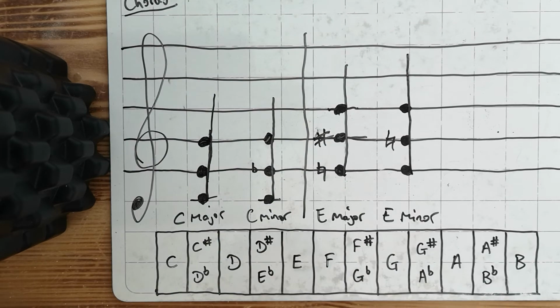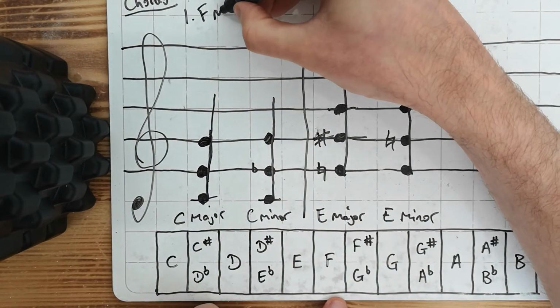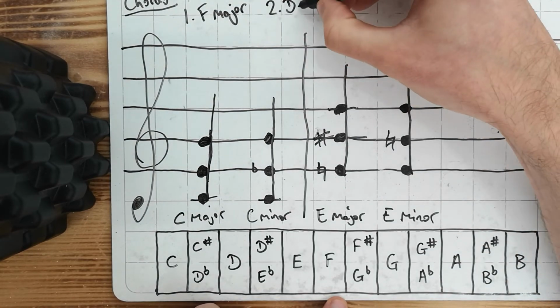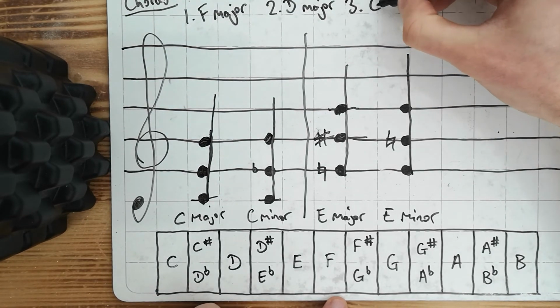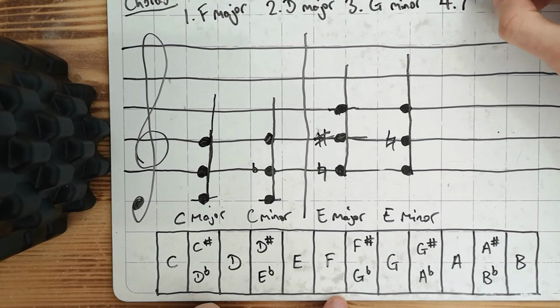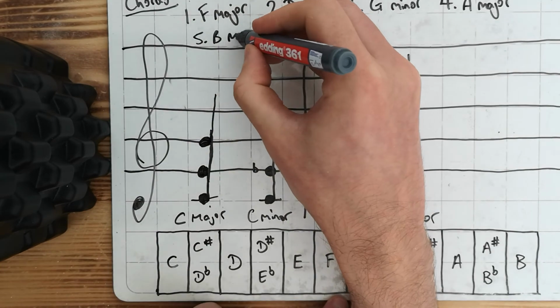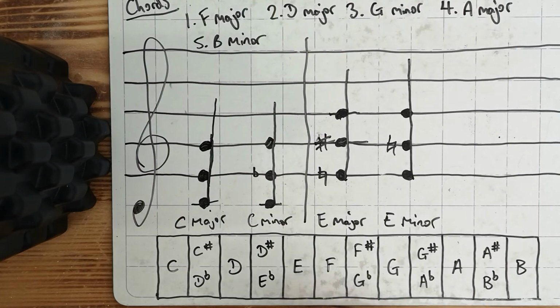Now what I want you to do is construct the following chords. I want you to construct F major. I want you to construct D major. I want you to construct G minor. I want you to construct A major. And finally, I want you to construct B minor. Those are the 5 chords that I want you to work out.